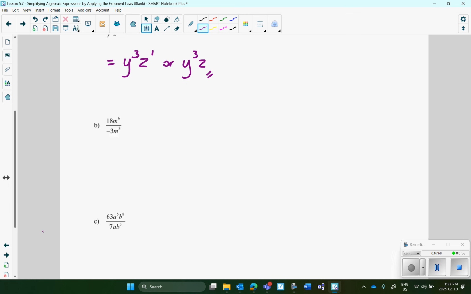Divide the numbers in front. What do you get? Remember, we're not doing 18 minus 3. We're doing 18 divide negative 3. What's 18 divide negative 3? And then m to the 6th divide m to the 3rd is m. Got it.